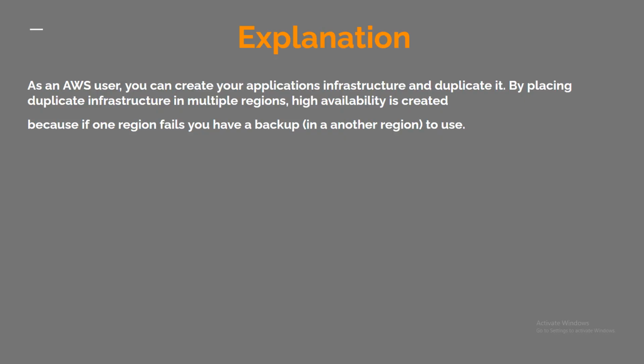Explanation: As an AWS user, you can create your application's infrastructure and duplicate it. By placing duplicate infrastructure in multiple regions, high availability is created, because if one region fails, you have a backup in another region to use.